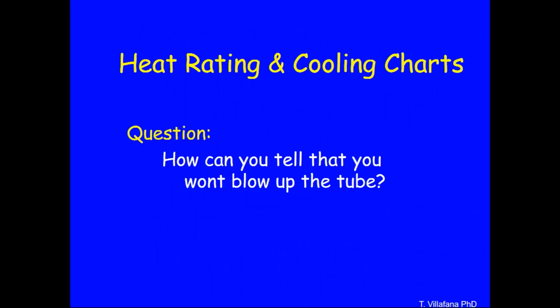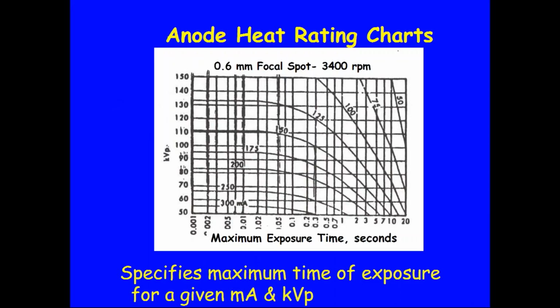But before we go to the next chapter, our time is almost up. But let's talk about heat rating and cooling charts. We've already established you don't want to blow up a tube. Well, how can you be assured that you won't blow it up? Every tube has specifications on its heat capacity. It specifies what are your maximum exposure factors, what is the maximum KVP, what's the maximum MA, what's the maximum exposure times. And a typical rating chart looks like this.